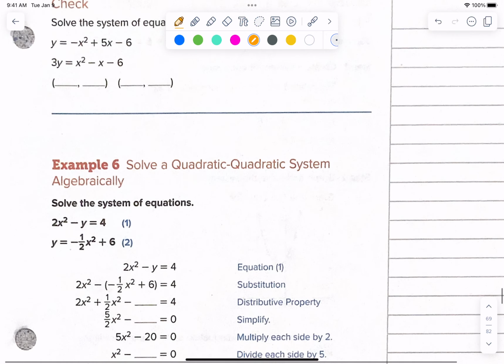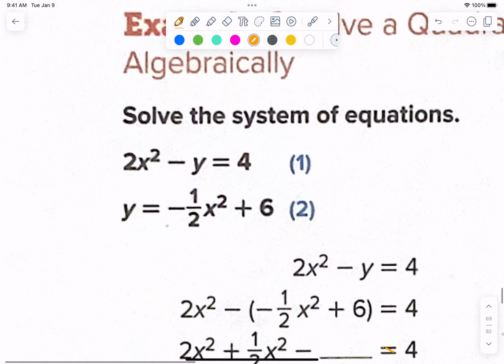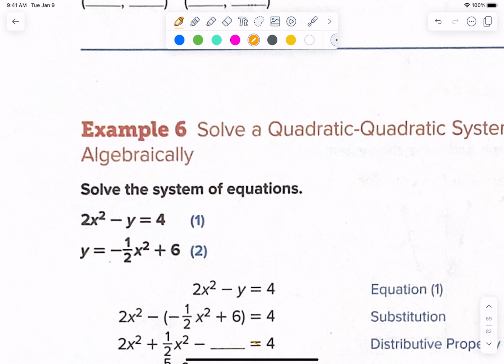It's 2x squared minus y equals 4, and then y equals negative half x squared plus 6. Should we do that one? Yeah, sure. Let's solve it. Some of these are going to say solve it by graphing, and you don't have to do that if you don't want to. I mean, you can.